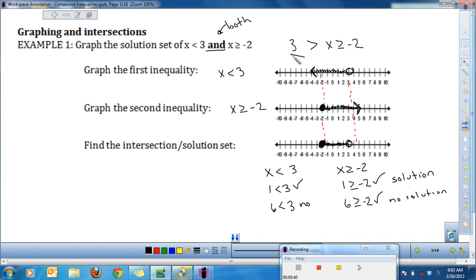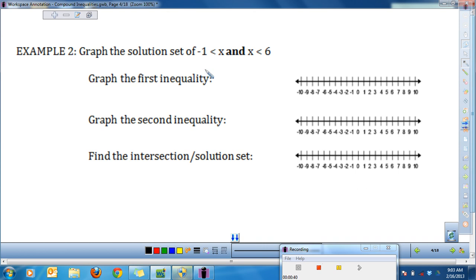If it looks like this, I want you to just go ahead and rewrite them. So this would be x is less than 3, and x is greater than or equal to negative 2, so you can go ahead and rewrite. I also want you to practice writing your compound inequalities like this because it will be good practice for reconverting them. Alright, let's go ahead and do another example.